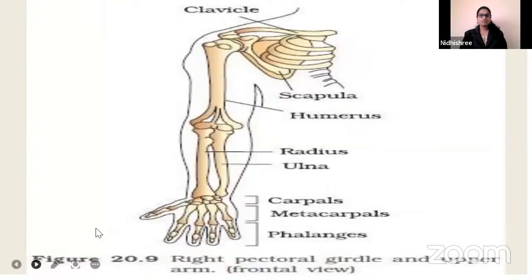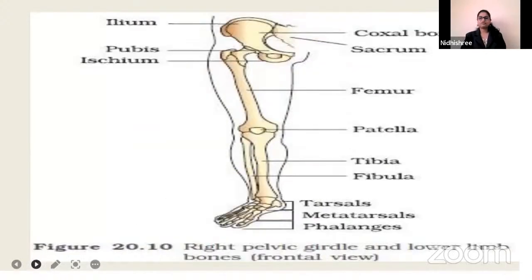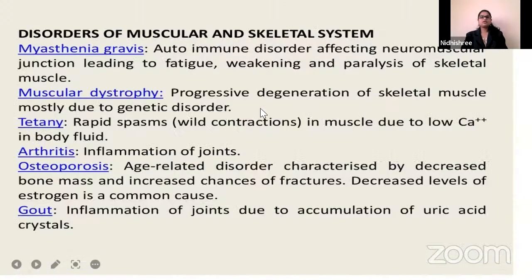Then carpals, metacarpals, phalanges. You should remember what type of joints are present here. Then after that, radius and ulna are the two bones of the forearm. Then tibia, fibula, patella, femur, sacrum, coxal bone. Disorders of muscular and skeletal system.